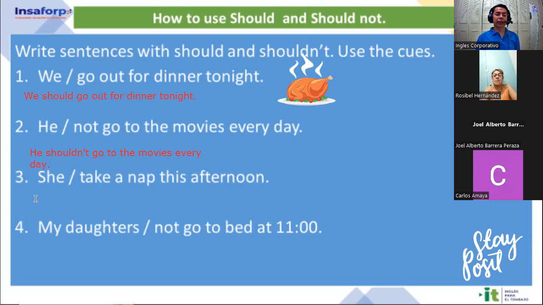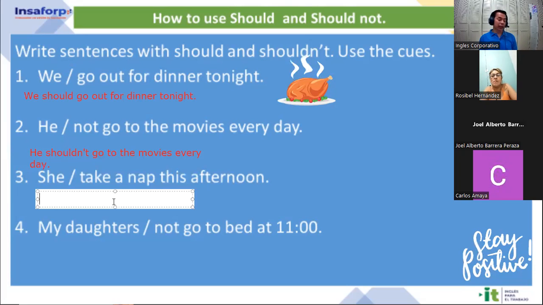Okay, number three. Shouldn't go to the movies every day. Thank you. Now, who's next? Tenemos pocos participantes, ¿verdad? Me siento un poco triste a veces cuando quisiera que todos participaran, ¿verdad? Pero a veces no se puede.